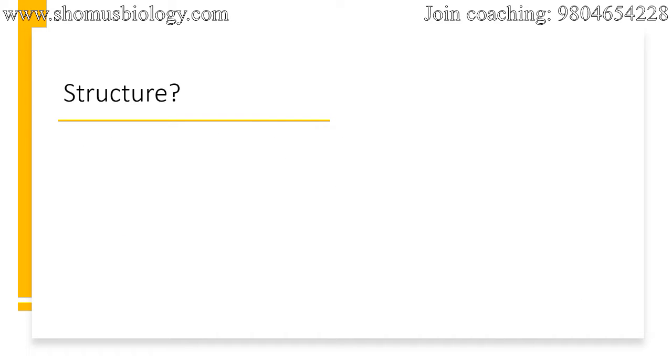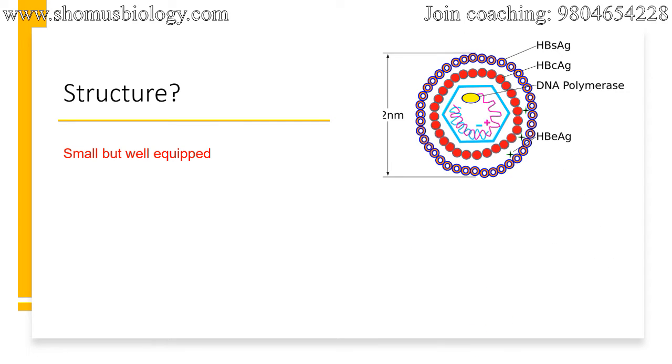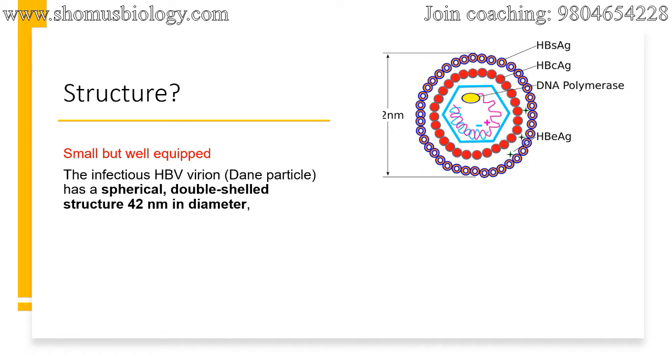What is the structure of hepatitis B virus? It is a small but very well equipped virus, because this virus not only contains the genetic material and a protein capsid, but also its own enzymes that help this virus to start replication and doing its job the moment it enters the host cell. So this is how it looks like. You can clearly see how it looks, right? And this is the structure of HBV.